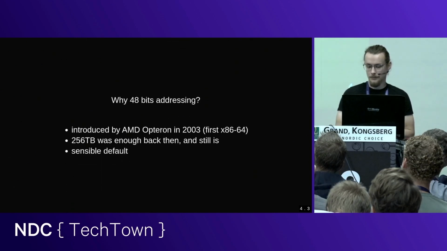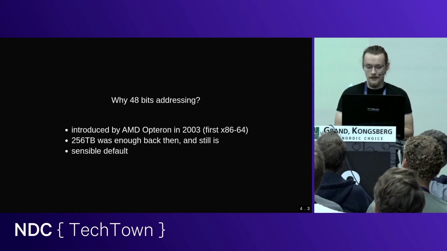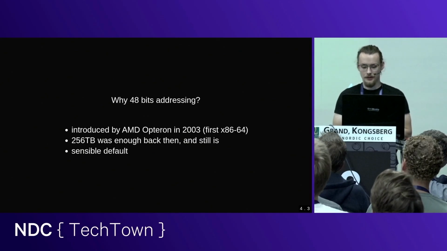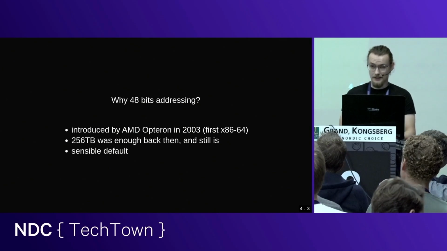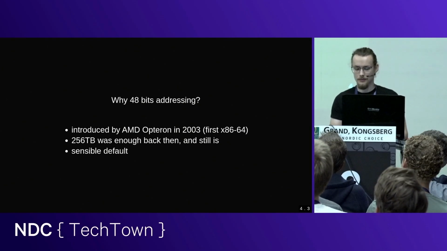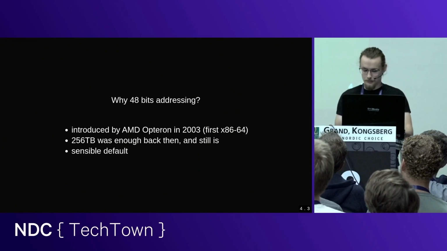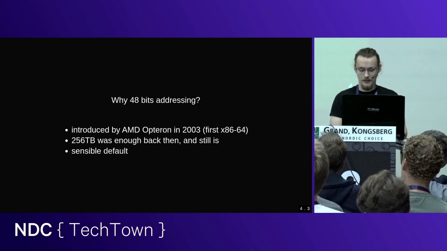So 48-bit addressing is pretty much the default in modern computing. It was introduced by AMD in 2003, so more than 20 years ago. It was the first 64-bit CPU in the x86 family. And yet 256 terabytes is quite a lot of memory. It was enough back then and still is. So on most computers, we have 256 terabytes using 48-bit addressing.